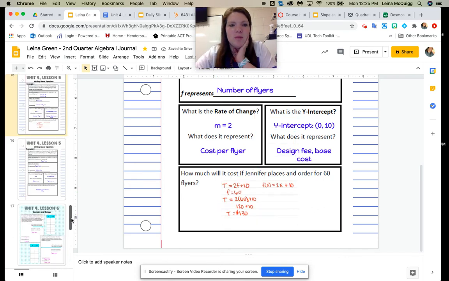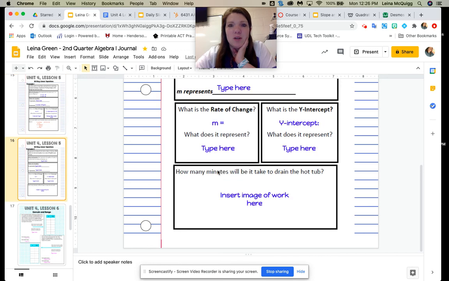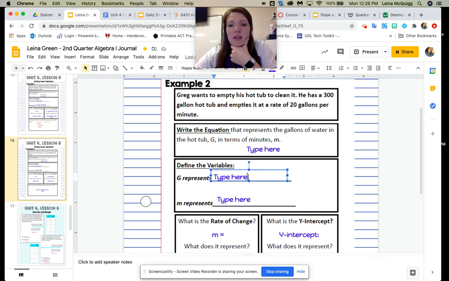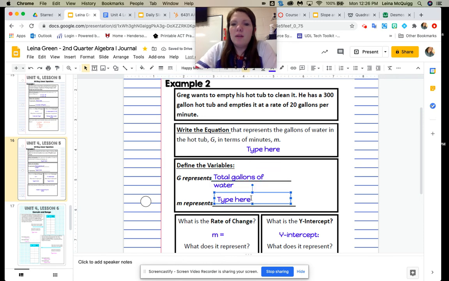All right, there's one more problem, and then you guys are going to have an exit ticket to work on. Okay, so Greg wants to empty his hot tub to clean it. He has a 300-gallon hot tub and empties it at a rate of 20 gallons per minute. So write the equation that represents the gallons of water in the hot tub, G, in terms of minutes, M. Before I write my equation, think about, what does G represent? Well, G represents the total gallons of water. And M represents the number of minutes.